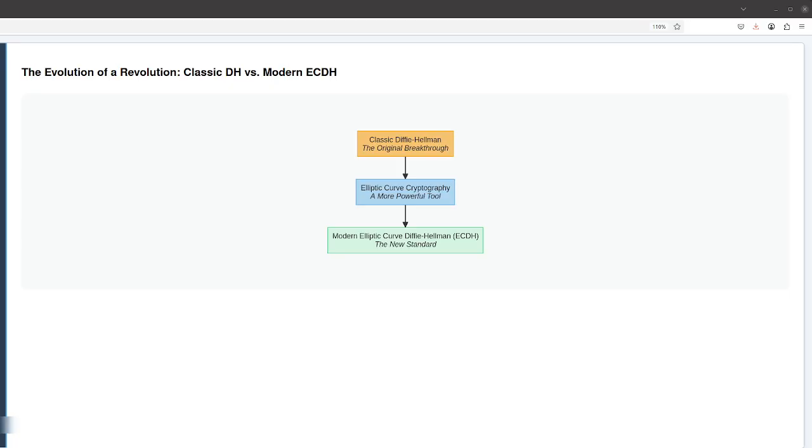Today, we're tackling a very common and important question in cryptography. Did elliptic curve cryptography eliminate the Diffie-Hellman key exchange? In this comprehensive presentation, we will walk through the exact mathematics of both the classic and modern versions of this protocol, using small, simple numbers to make every step clear. We'll see that ECC was not a replacement, but a massive upgrade that took a revolutionary idea and made it practical for the modern world.